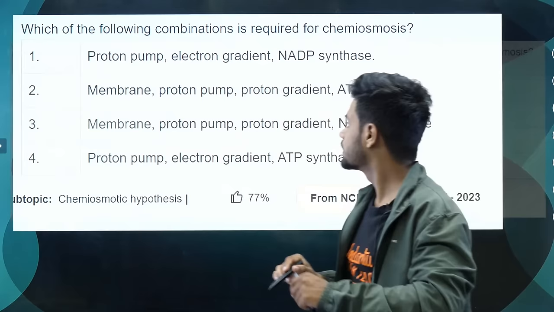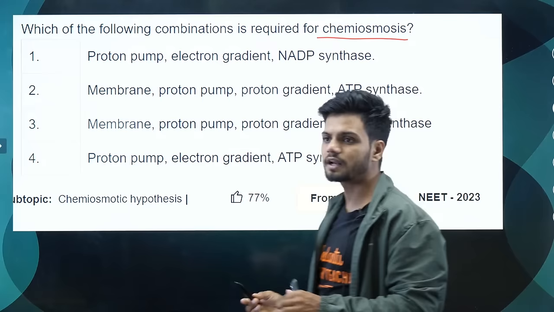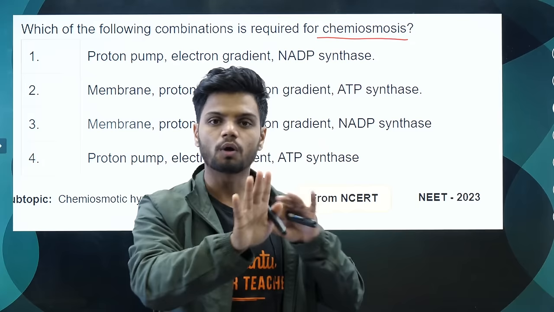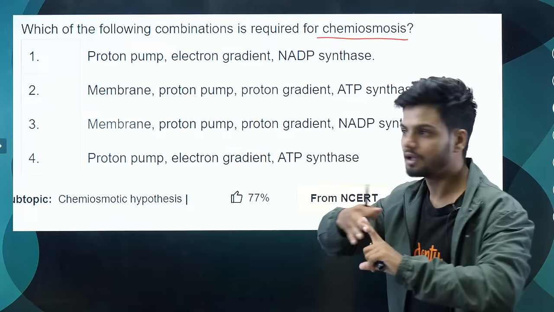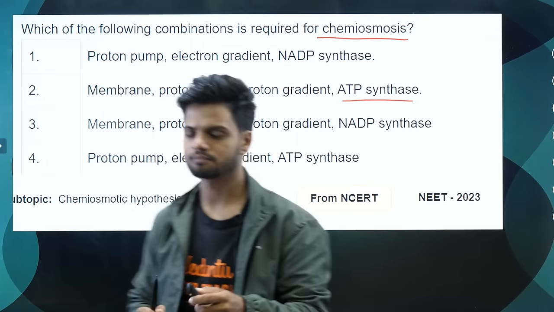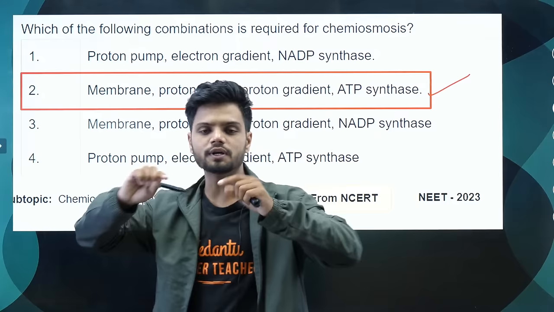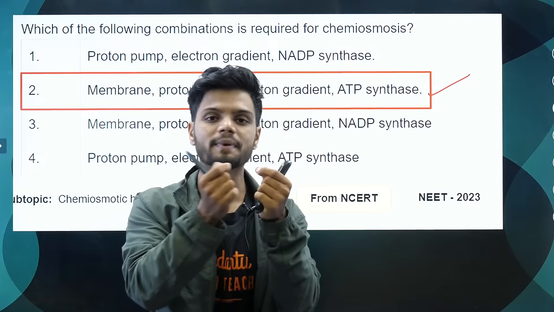Next question. Which of the following combinations is required for chemiosmosis? Now, what are the requirements if you want to make ATP? A membrane and a proton pump should be there. A proton gradient should be there. And the ATP synthase structure should be there. So, option number 2. You need a membrane, a proton pump, a proton gradient, and also ATP synthase for making the ATP.